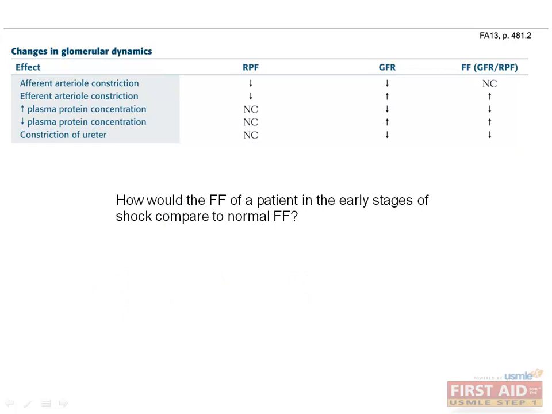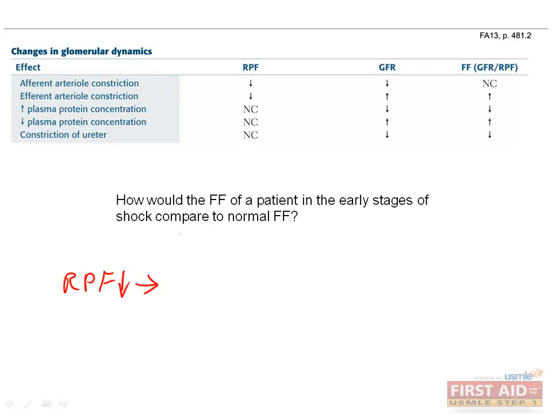Now on to question 2. How will the filtration fraction of a patient in the earlier stages of shock compare to a normal filtration fraction? Now this is a tough one. When people are in shock, they aren't getting enough blood to their vital organs. In the kidneys, this means that RPF will be low.